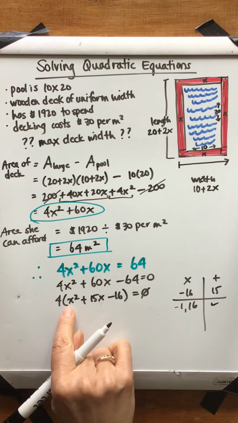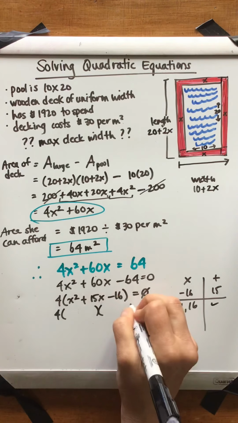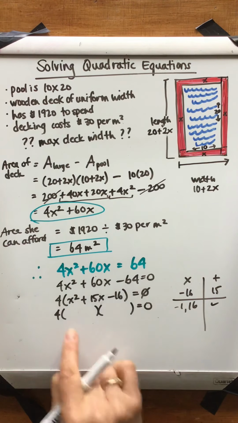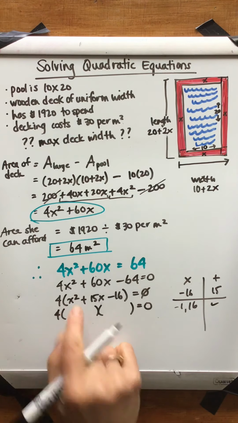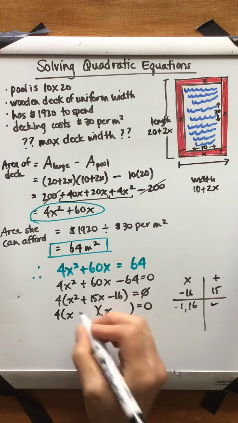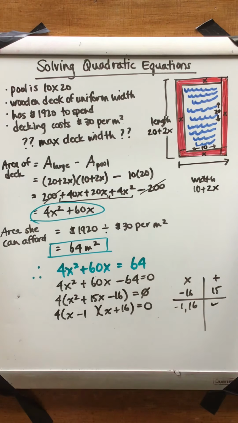So because there's a 1 in front of here for A, we can go straight into writing the two binomials that when multiplied would give us this trinomial. Because the only way to get 1x squared is to have x times x. We can put negative 1 in here, and we can put plus 16 in here.